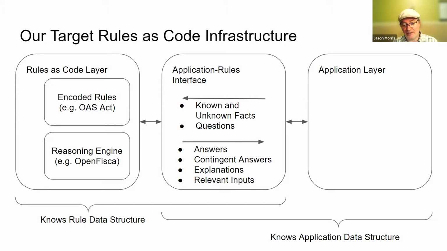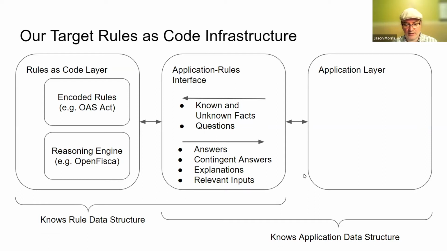And then in the middle there is what I was calling the application rules interface. There's some amount of code, maybe small, maybe big, depending, that needs to know both how data is organized in the rules and how data is organized in the application. And it needs to do the translation back and forth between those two things. That may be very easy. It may be very complicated. In most cases, when it's easy, that layer becomes so thin that it actually feels like it's just a part of the application.